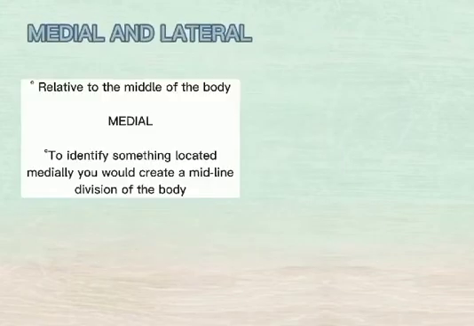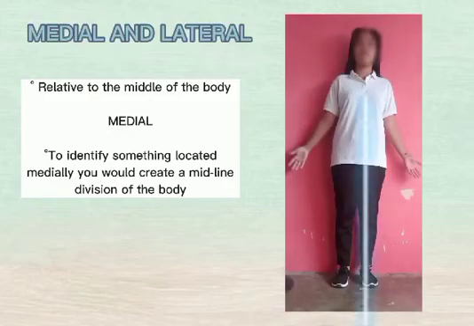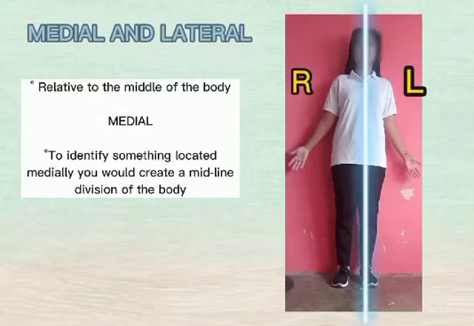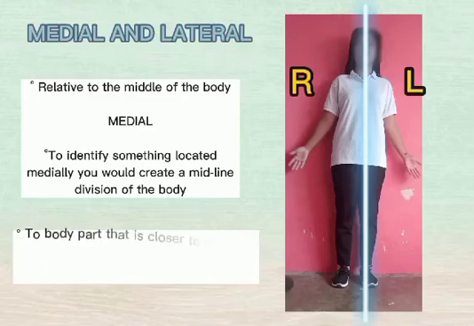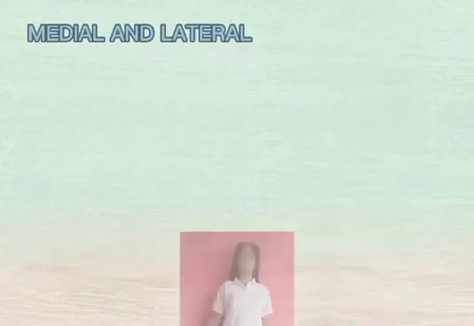If you want to describe the location of something relative to the middle of the body, you use the term medial. To identify something located medially, you would create a midline division of the body. The midline is an imaginary line that goes from top to bottom and divides your body into two equal parts, left and right. When you have the midline, the body part that is closer to the midline is medial to the structure farther from the midline. The structure that is farther away from the midline is referred to as lateral.